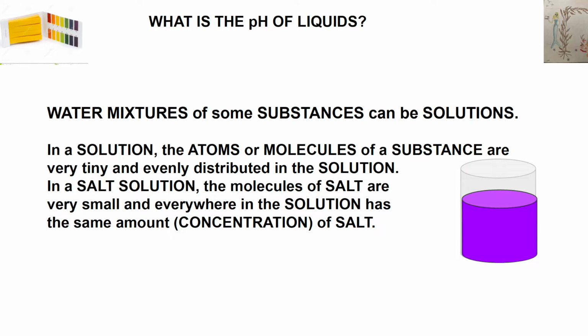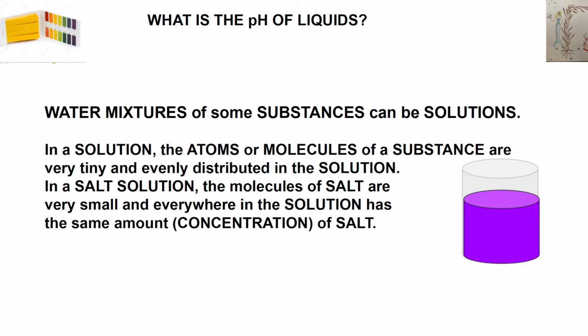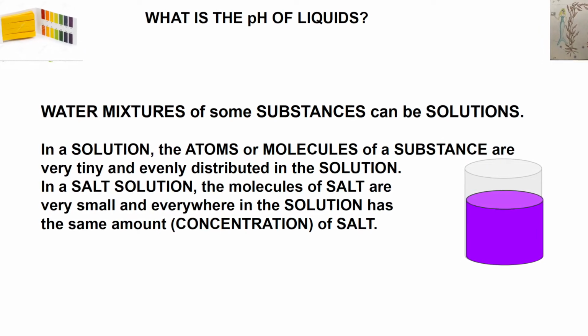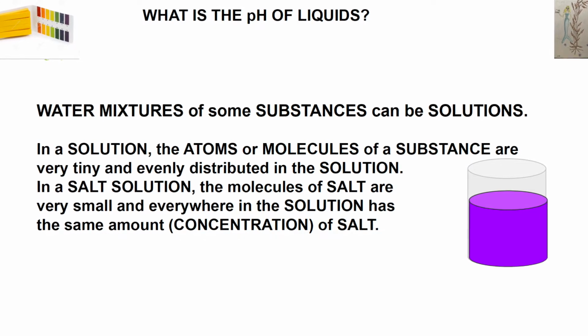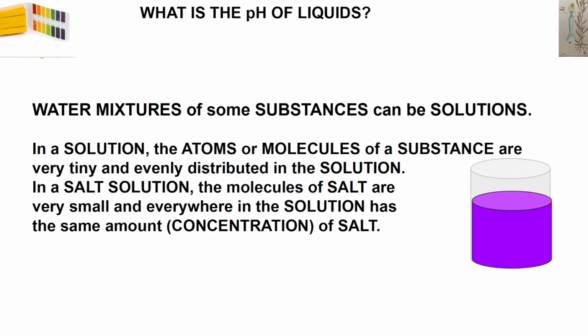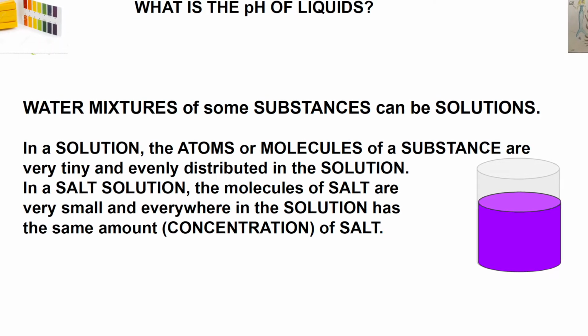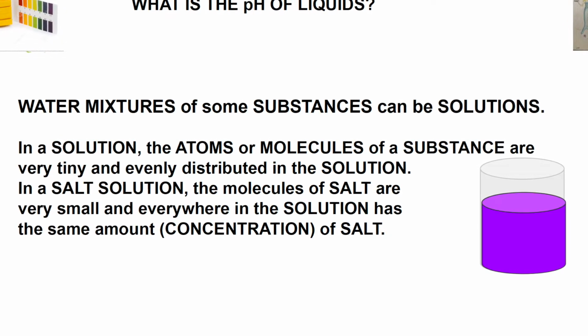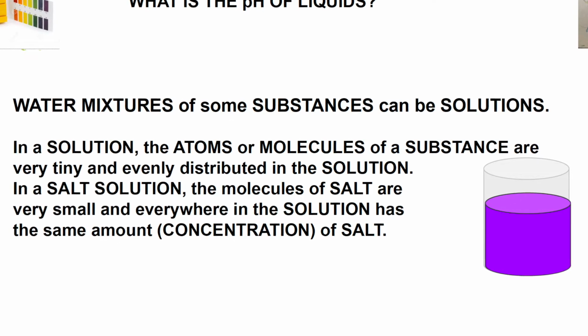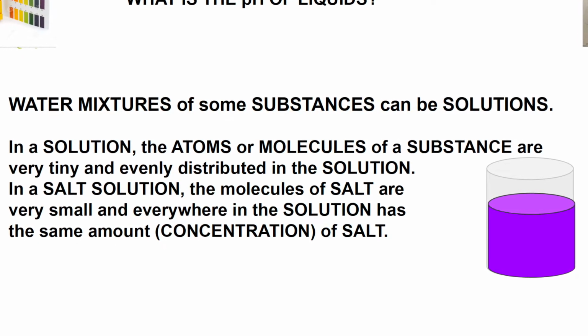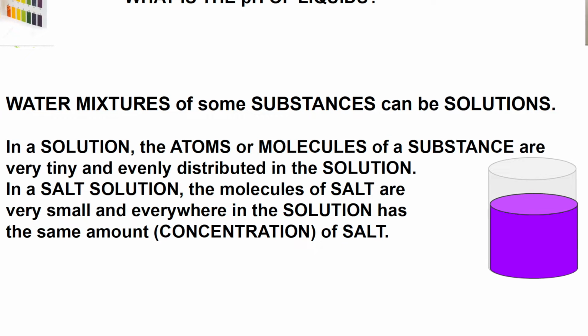We also know that water mixtures of some substances can be solutions. In a solution, the atoms or molecules of a substance are very tiny and evenly distributed in the solution. For example, in a salt solution, the molecules of the salt are very small and everywhere in the solution is the same amount of salt, or concentration.